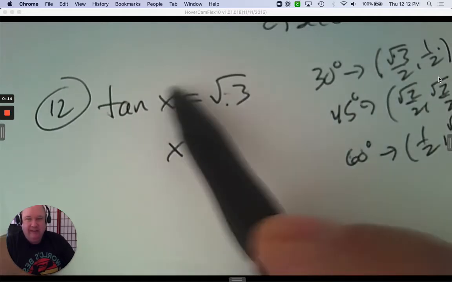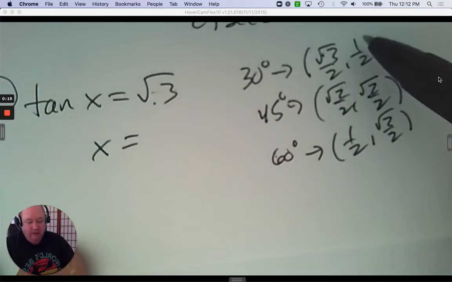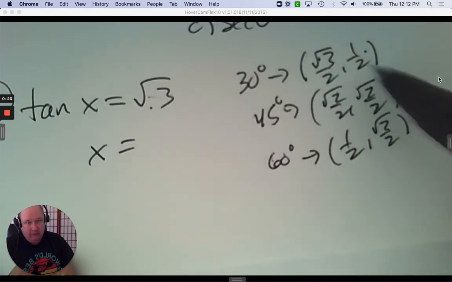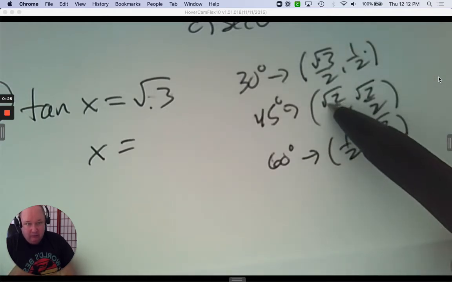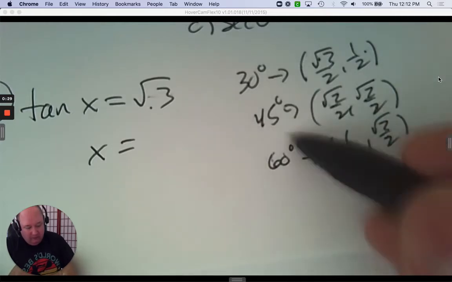Can you find the angle where the answer is root 3? I'm just going to pick up where I left before. Tangent is y divided by x. So 1 divided by root 3 is not that answer. Root 2 divided by root 2 is not that answer. But root 3 divided by 1 is. This is what I'm looking for.